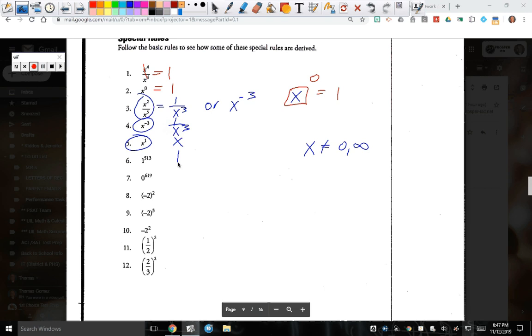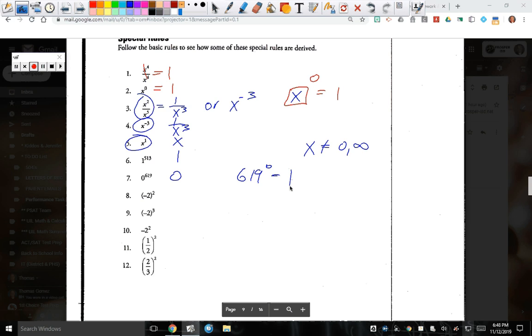Careful. 0 to the 6/19 is... what's this? 1. No, that's 619 degrees. No, I'm just joking. It's 1. It's 1. All right. So negative 2 squared.